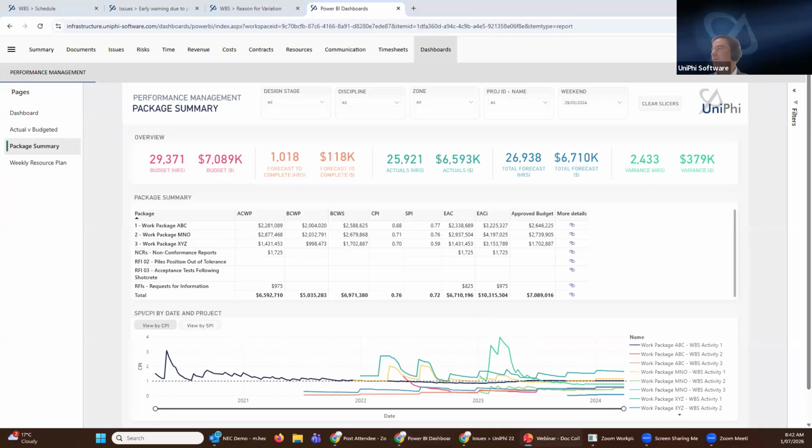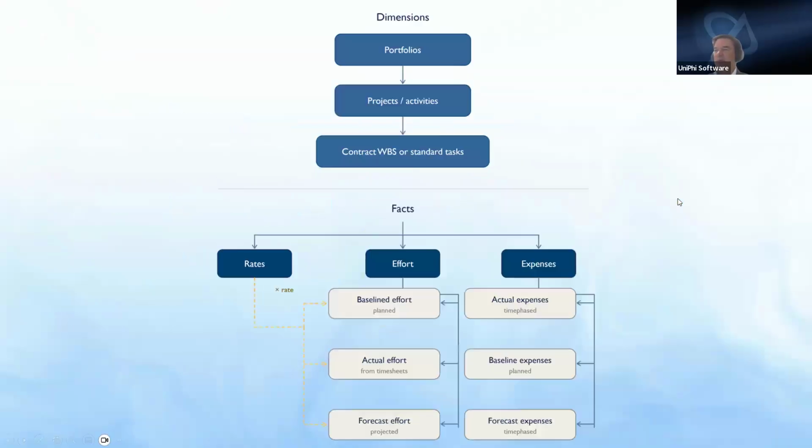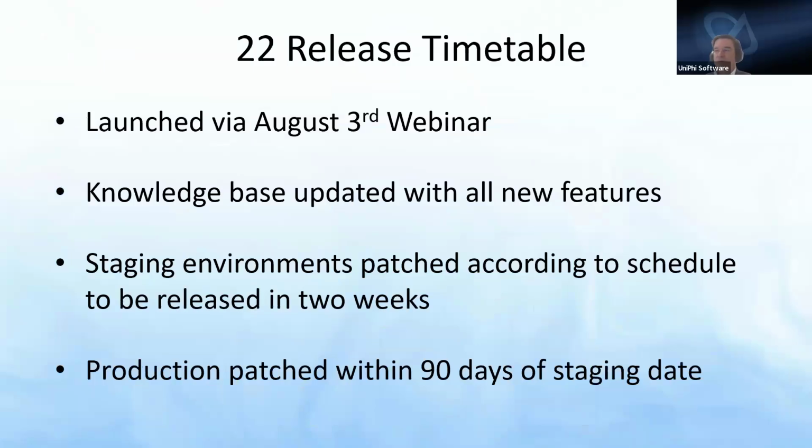The final summary will be launched on the 3rd of August. The knowledge base will be updated with all new features by then. Staging environments will be patched according to a schedule from the 3rd of August that you'll be notified of by an account manager. And then production will be patched at your discretion or 90 days, whichever is the earliest. So you can get patched as soon as you want to production. Otherwise, we will patch everyone after 90 days of their staging environment being patched. So that's how the release timetable is going to work.